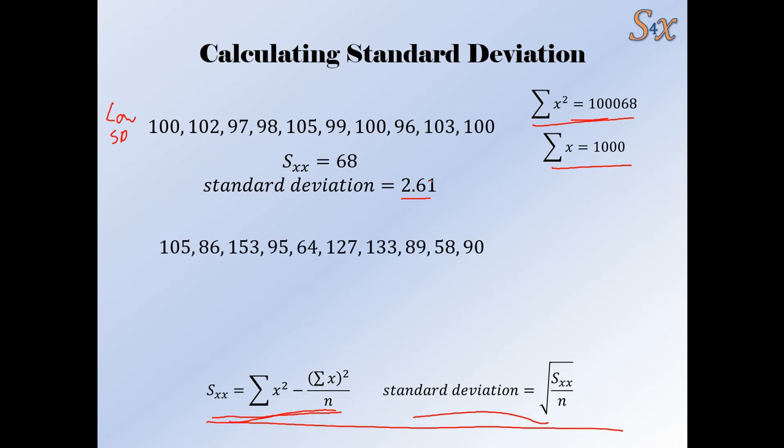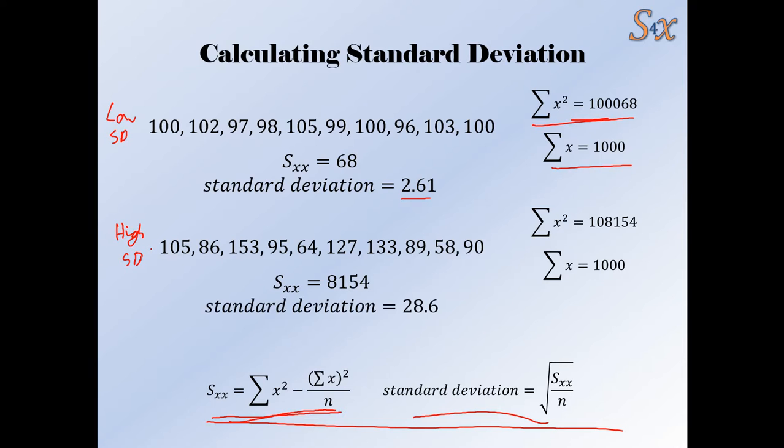In comparison, here's the data set which we said we thought was quite spread out, and it had a high standard deviation. I can find the sum of x squared and the sum of x again. And we actually did this one just before. We found SXX and we found the standard deviation. And you can see, indeed, it has a much higher standard deviation because the data is much more spread out.